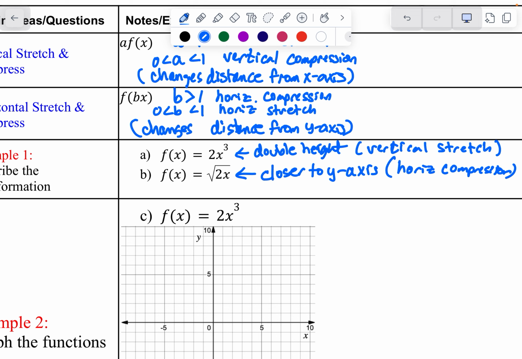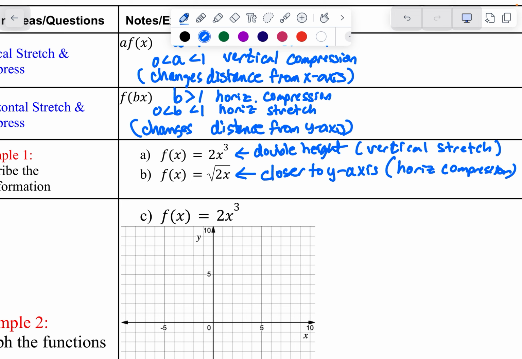So it's kind of hard to really describe these until you almost need to graph them and verify that's what happened. So that's what we're going to do in example 2. We'll graph each one of these things and verify that that's exactly what happens.